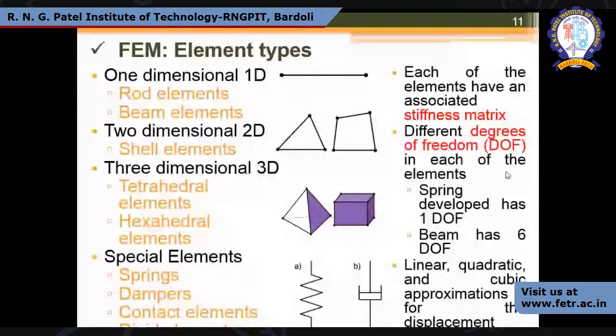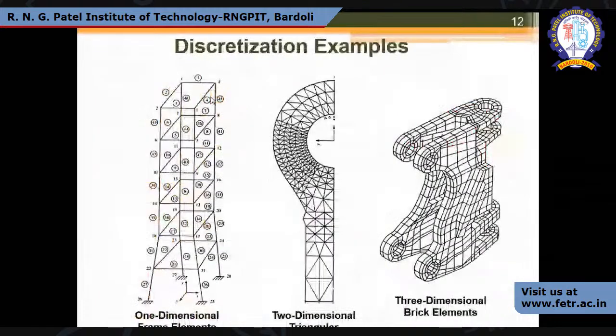Look at here, the complete figure about the different discretizations: one dimensional, two dimensional, and three dimensional. In the case of one dimensional, we have prepared frame structures. In the case of two dimensional, the depth is not considered, and we have considered triangles. We have considered different types of triangles and divided the entire geometry into triangles. Then for three dimensional, we have considered different square bricks, and we have tried to analyze the system.